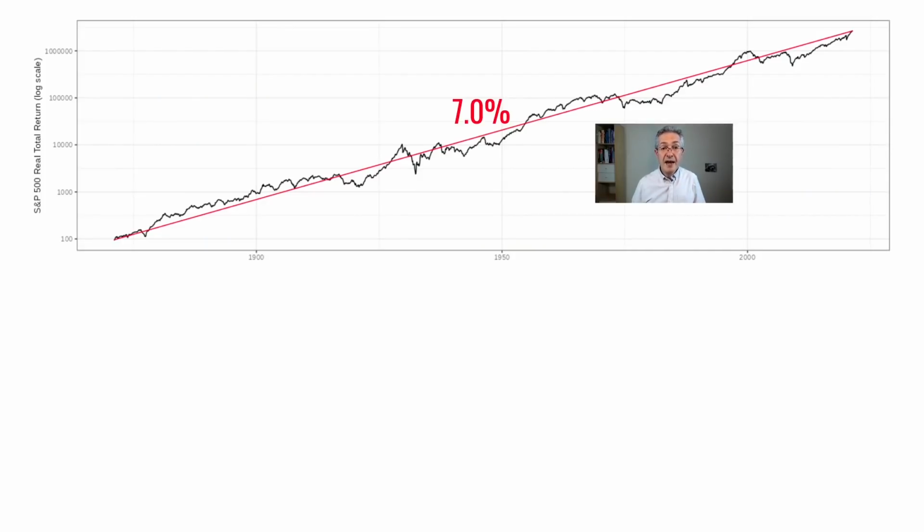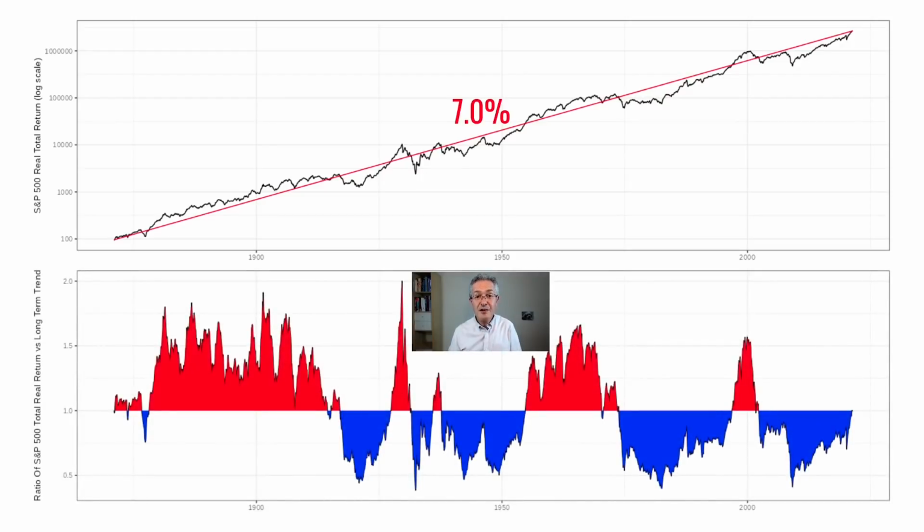Another way to look at that is to say that the average growth of the equity market in the US above the rate of inflation, once you reinvest dividends, is 7%. And that's the red line which you can see in this panel. But notice that there are big fluctuations around that average growth line. And what you can see in this panel is the ratio of the S&P 500 relative to that long-term trend. Sometimes it's above the trend level, which means it's red in this graph, and sometimes it's below the trend, which means it's blue in this graph.